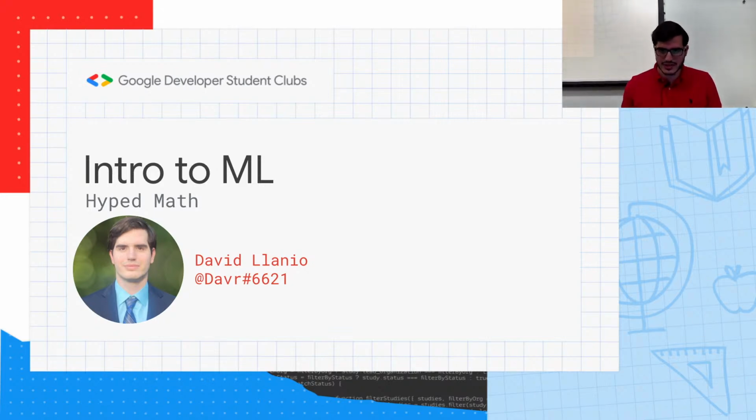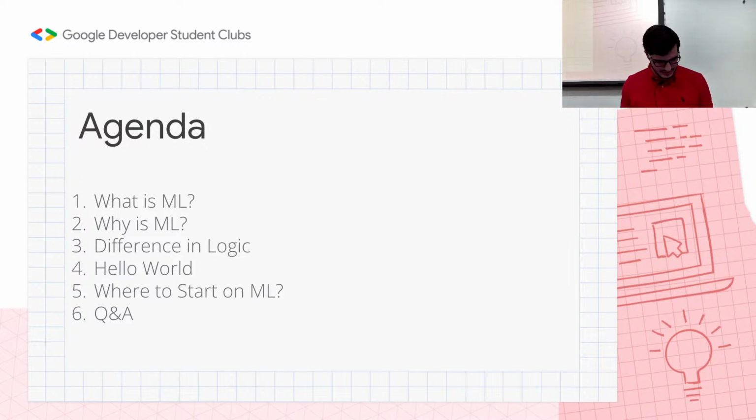So today I'm going to be talking about an intro to ML, aka hyped up math. So let's get started with the agenda. First I'm going to go over what ML is. Then I'm going to go over why ML is what it is. The difference in logic between human and AI. We're going to go through a hello world example. And then I'm going to outline where to start with ML. And then we'll have a Q&A for you guys.